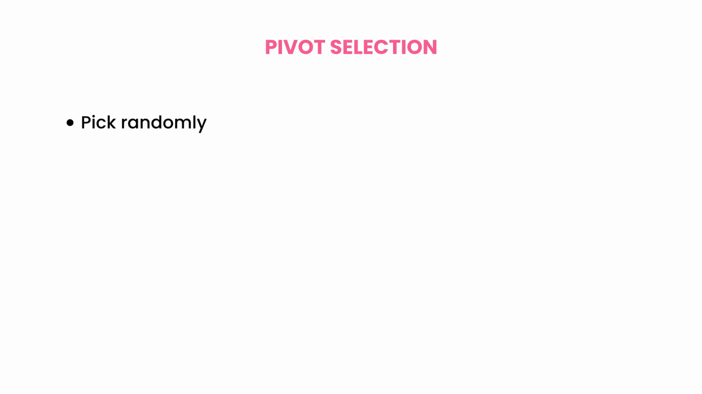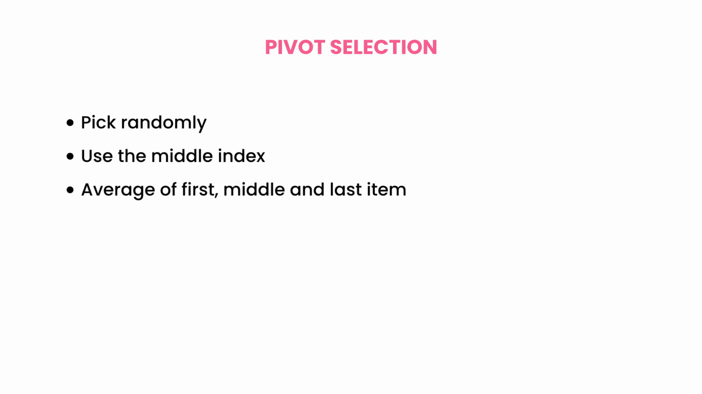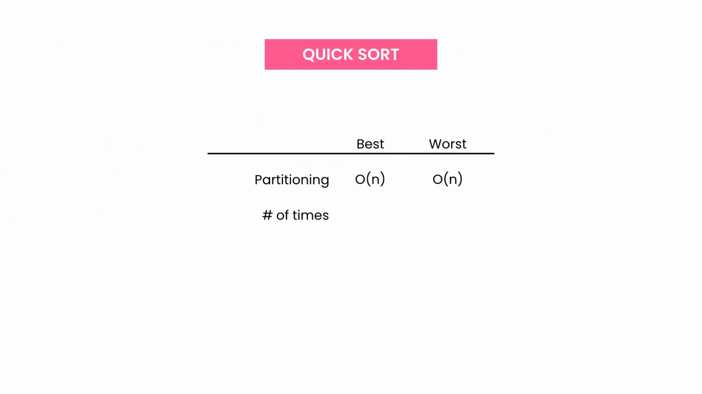Now to work around this, we have a few solutions. We can pick the pivot randomly, or we can use the middle index, or we can use the average of the first, middle, and last items. These solutions don't prevent the worst case scenario, but they reduce its likelihood. So the number of times we can partition an array can be log n in the best case scenario and n in the worst case scenario. And with that, the time complexity of quicksort can range from O of n log n to O of n squared. Overall, with a good pivot selection, we can say that quicksort runs in O of n log n on average, and it's a fairly efficient algorithm.